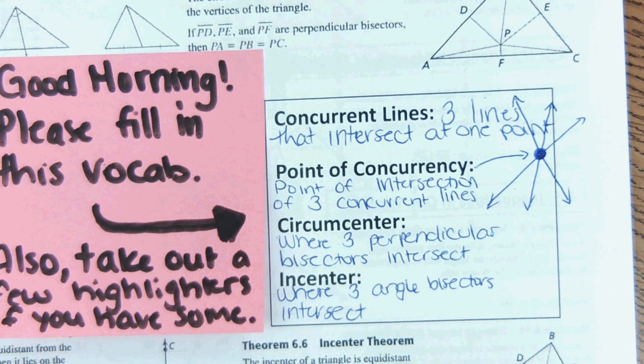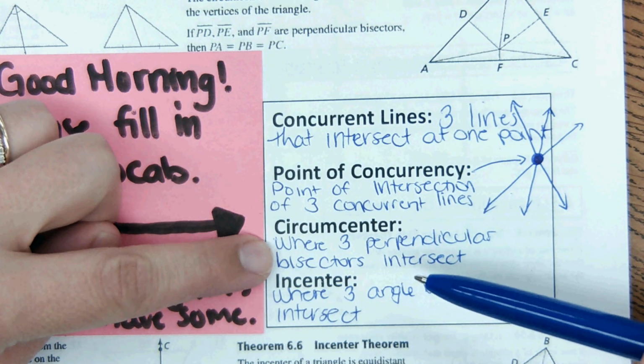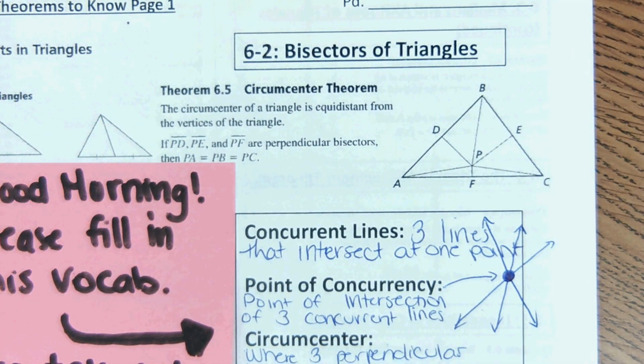This intersection point in some triangles creates some relationships and equal parts and segments. The circumcenter is the first one we're going to focus on. It's where three perpendicular bisectors intersect in a triangle. So in this diagram right here, we're going to highlight and label this.